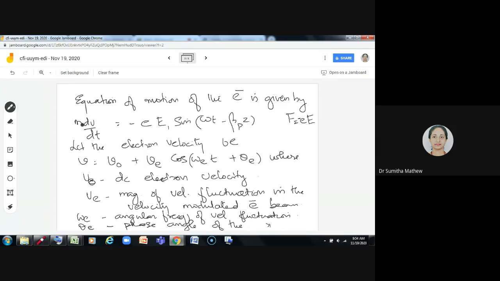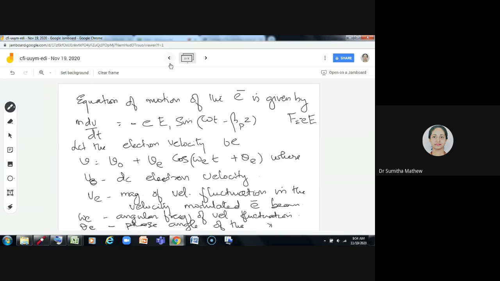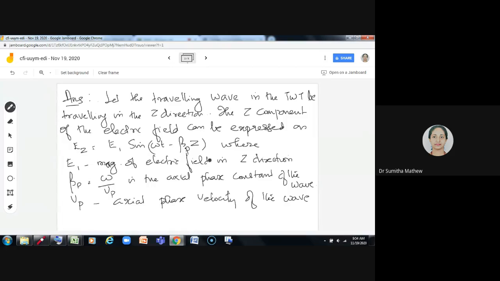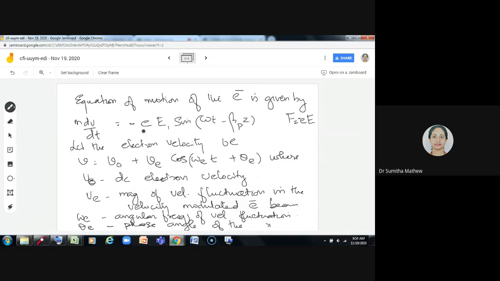So according to that equation, we can write the equation of motion of the electron as m into dv by dt is equal to minus e into capital E. What is capital E? E1 sine (omega t minus beta p z), which we have just assumed. So we get m into dv by dt is equal to minus e E1 sine (omega t minus beta p into z). Now let the electron velocity be given by the equation for velocity modulation, which we have learnt earlier.